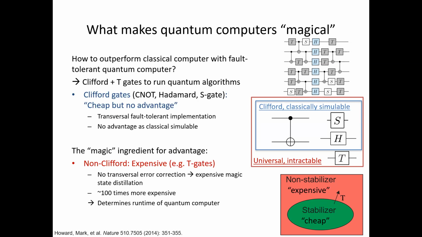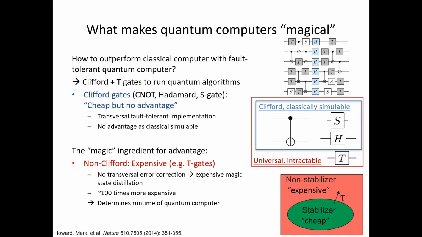If you want to run on an actual physical quantum computer and want to have error correction, what you normally do is decompose your unitary. Let's say we want to run Shor's algorithm. We decompose it into Clifford gates and a bunch of non-Clifford gates, for example, T gates. Here the Clifford gates are CNOT, Hadamard, S gate. These are cheap, meaning you can implement them relatively easily on a quantum computer in a fault-tolerant way. But they have no advantage because there's a classical simulation algorithm that can do them efficiently. So alone, they're not practical for quantum computation purposes.